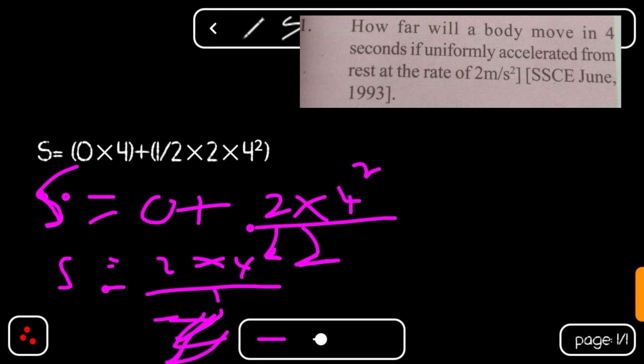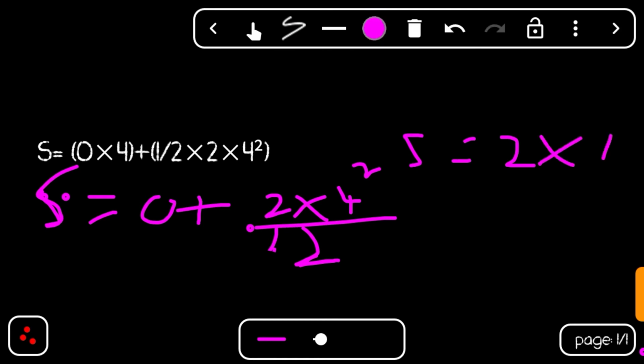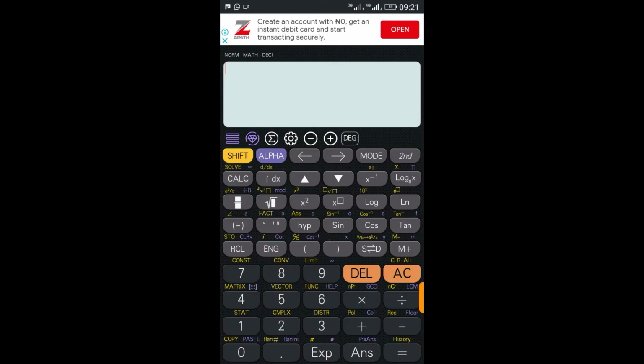Sorry, 2 times 4 square all over 2. That is what our s is going to be equal to. S equals 2 times 4 square all over 2. Okay, so let's punch that into our calculator. 2 times 4 square.